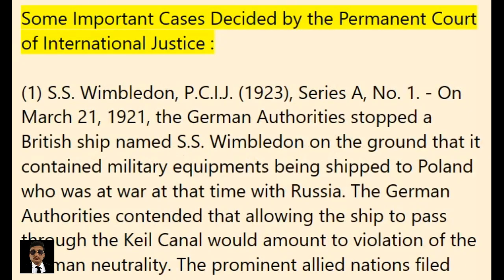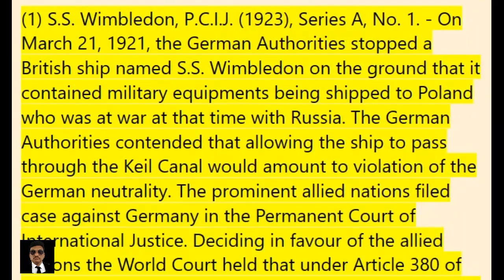Some important cases decided by the Permanent Court of International Justice. 1. SS Wimbledon, PCIJ, 1923, Series A, Number 1. On 21st March 1921, the German authorities stopped a British ship named SS Wimbledon on the ground that it contained military equipment being shipped to Poland, which was at war at that time with Russia.